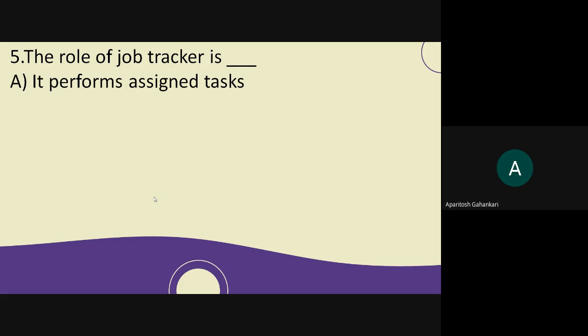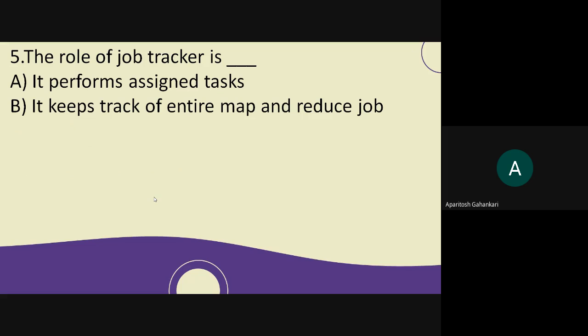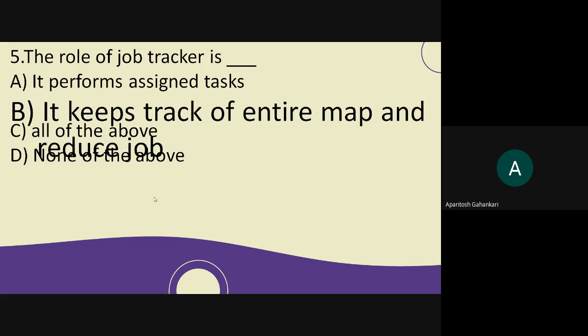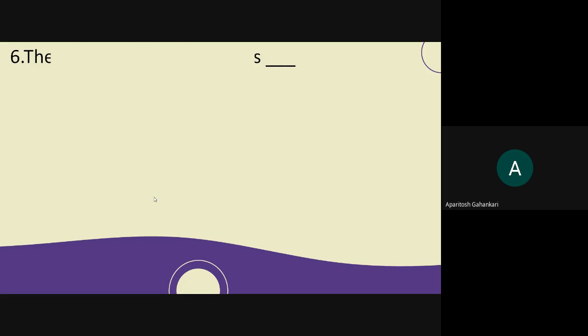The role of the job tracker is, it performs the assigned task, it keeps the track of entire map and reduce job, all of the above or none of the above. So job tracker and task tracker, these are the two different entities or objects we know, and the job tracker keeps track of the entire map and reduce job. Why? Because job tracker is going to be the master node and task tracker is going to be the slave node. So the answer is, it keeps track of the entire map and reduce job.